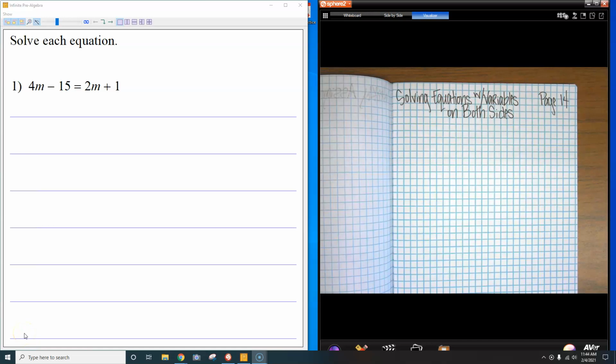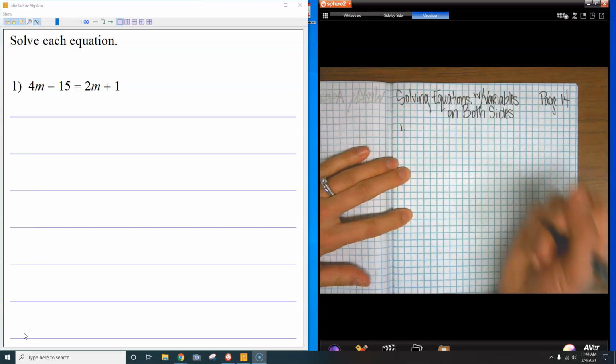Hello everyone. Today we are going to be solving equations with variables on both sides on page 14 in our notebook. We're going to have 6 equations, so this might be a little bit of a longer video, but I want to make sure that we have a good understanding of solving equations with variables on both sides. We're going to do it without pictures, without the vertical angles.